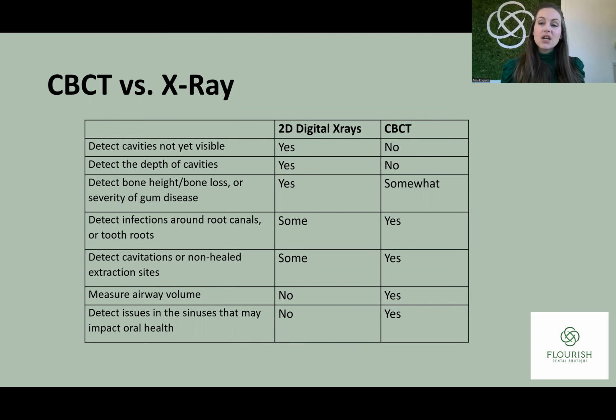And as you'll see here, 2D X-rays are really still the best at detecting cavities that can't be seen with the eyes yet, and detecting the depth of cavities. CBCT is really not capable of doing that very well just yet. But CBCT does have areas where it really excels and goes above and beyond what a two-dimensional X-ray can show, like issues in sinuses, things like cavitations, looking at wisdom teeth, all kinds of things that provide a lot of diagnostic value.